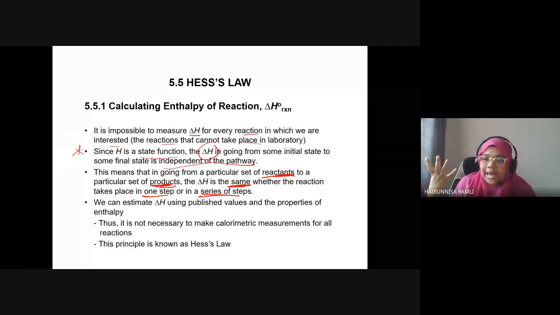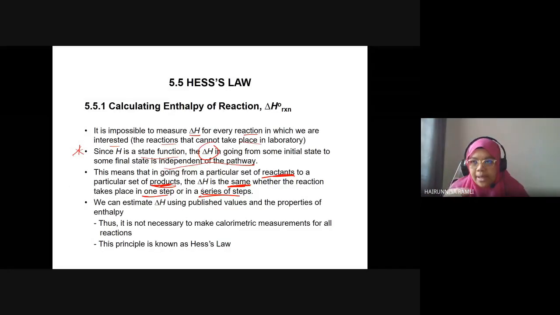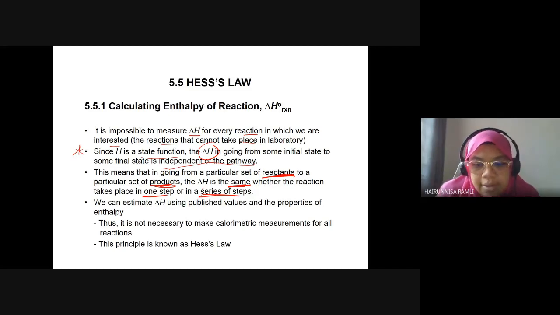Maksudnya value tu kena dah ada lah. Tak boleh macam semua value tak ada, you tak boleh. You kena dapatkan that value dulu. Dia dah automatically dah ada, barulah kita boleh just total up or sum up lah. Okay? So that's why dia kata it's not necessary to make calorimetric measurement for all reactions. Tak logik lah kan? Okay, so this principle is known as Hess's law.